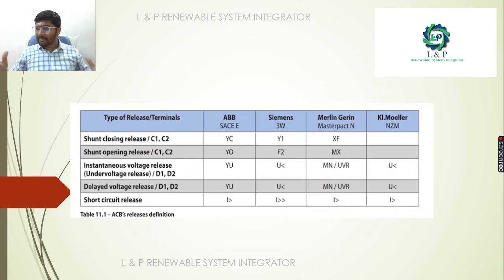There are so many brands of air circuit breakers available: ABB, Siemens, Merlin Gerin, Moeller, like that. We have different types of releases or terminals available for those brands. For example, shunt closing release is available in ABB, Siemens, and Merlin Gerin. It is not available in the Moeller brand, whereas shunt opening release is available in ABB, Siemens, Merlin Gerin. Instantaneous voltage release or under voltage release is available in ABB, Siemens, Merlin, and even in Moeller. Delayed voltage release is available in ABB, Siemens, Merlin, and Moeller. Short circuit release is available in all the brands.